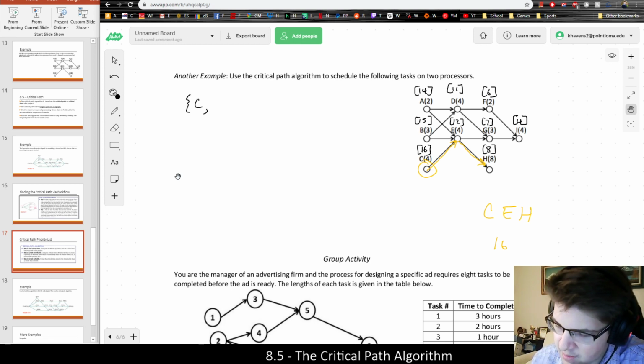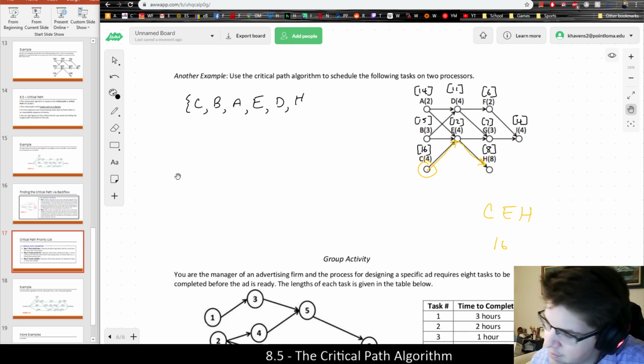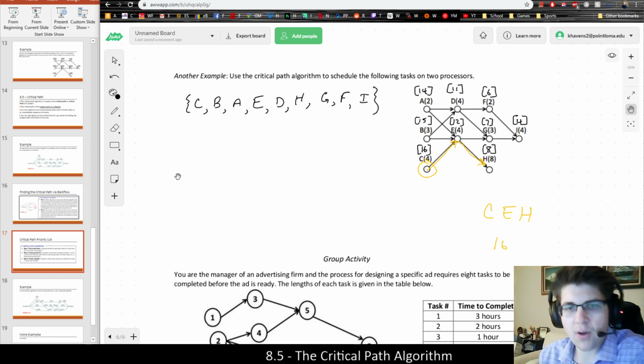So C is the biggest critical time, 16. Then it goes B, A. Now E is 12, D is 11. H is 8, G is 7, F is 6, and I is 4. And there we have our critical time priority list. And now we just schedule.